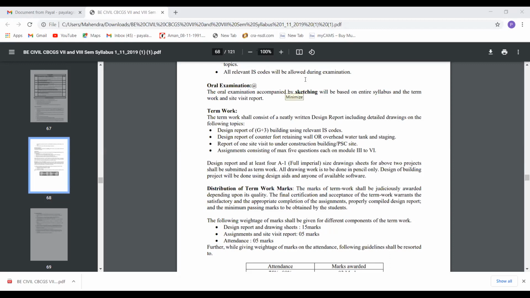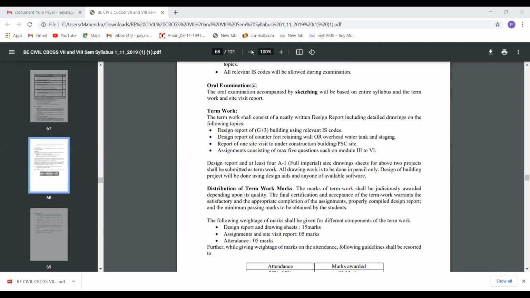Regarding the chances of offline, let's see, up till now no proper circular has come from the university, so there might be chances of offline. We have not received any proper guidelines from the university, but as and when we receive the guidelines, we will let you know. So the oral examination will include your sketching as well as the viva.